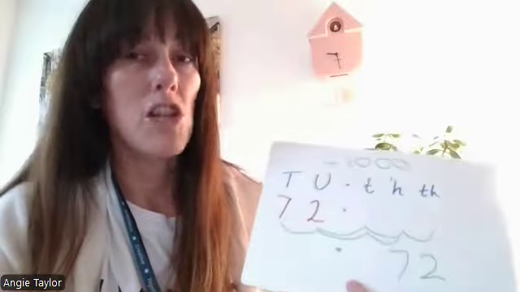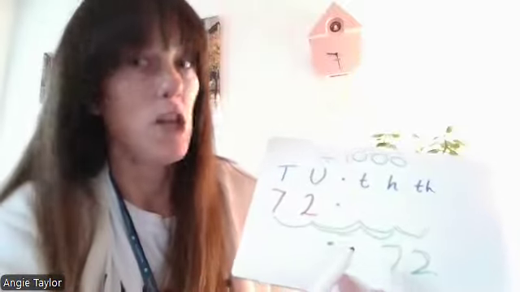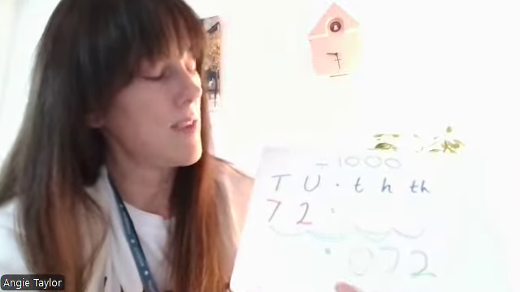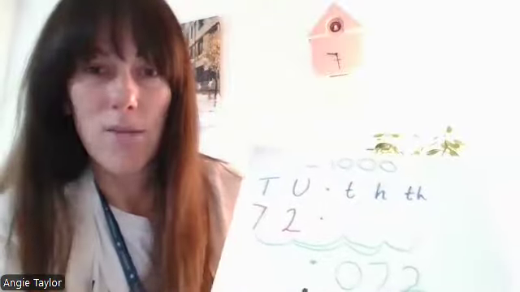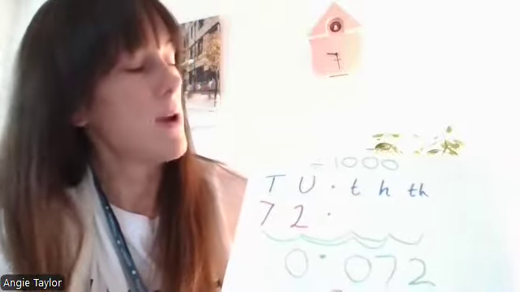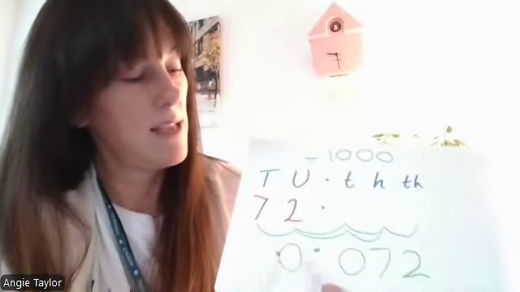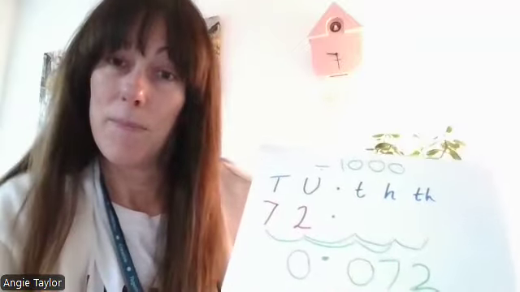There we have it, but we absolutely have to show, we can't leave the tenths column blank, even though we know there's nothing there. We have to have our placeholder, our 0, to show there is 0 value in that tenths column. And there's also 0 value in our units column. So our answer to 72 divided by 1000 is 0.072. Simple.